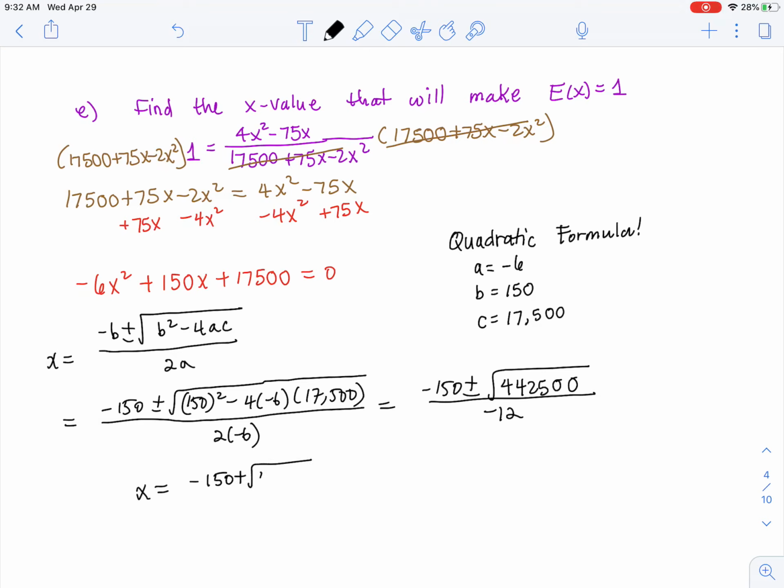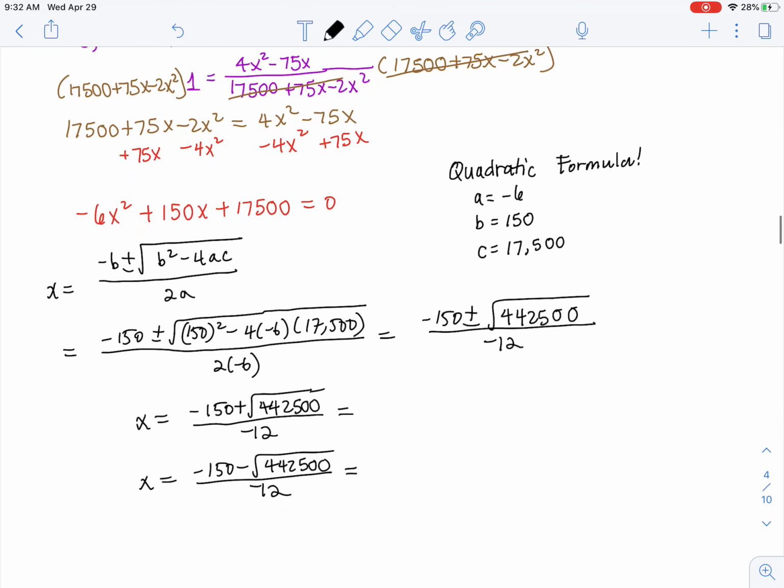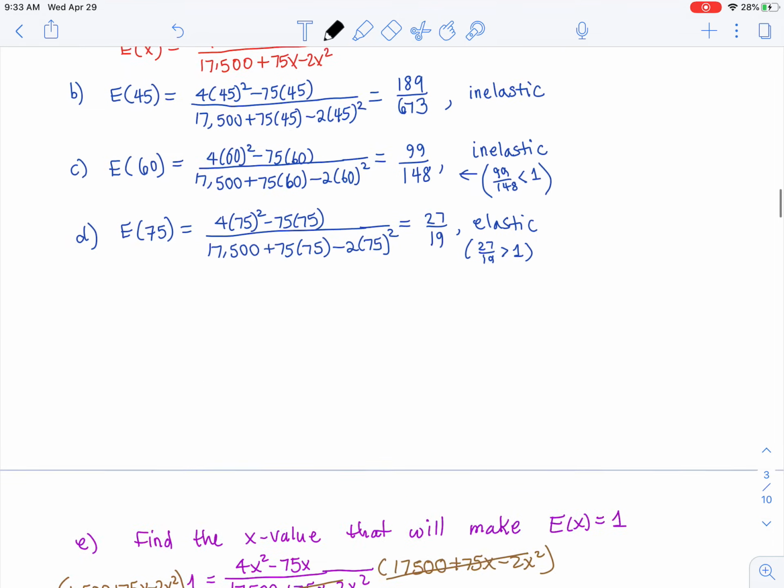So, you know what? I got 2 answers then. X is either negative 150 plus the square root of 442,500 divided by negative 12, or X is equal to negative 150 minus the square root of 442,500 divided by negative 12. They only differ by the sign in the middle, right? Well, get me the decimal for both of them.